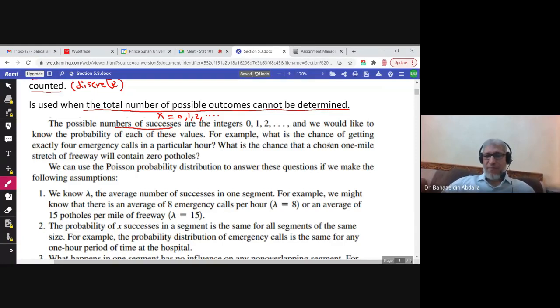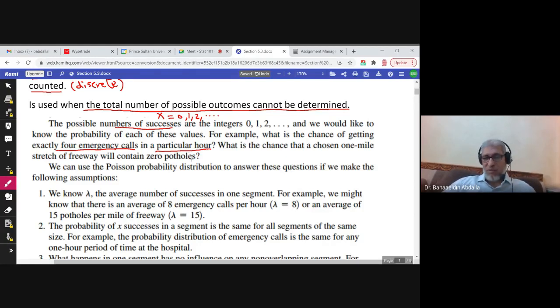For example, what is the chance of getting exactly 4 emergency calls in a particular hour? So what is the success here? The success would be getting an emergency call in a particular hour. That's the success. What is the failure? We do not get the emergency call in a particular hour.